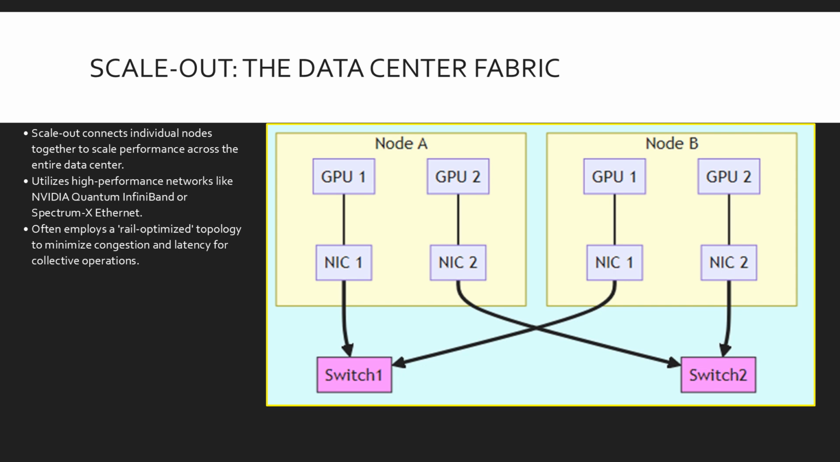This diagram illustrates a rail-optimized scale-out topology. Notice how GPU 1 in Node A connects via NIC 1 to switch 1, and GPU 1 in Node B also connects to switch 1. They share a rail. Meanwhile, the GPU 2s connect to a completely separate network via switch 2. This parallel structure maximizes bandwidth and minimizes collisions.